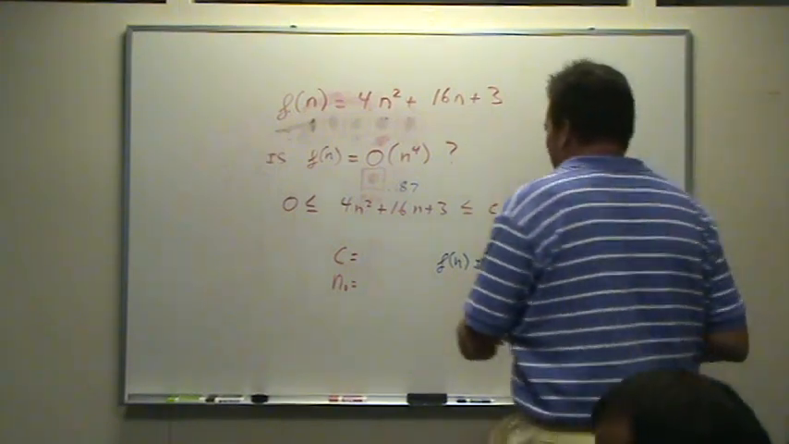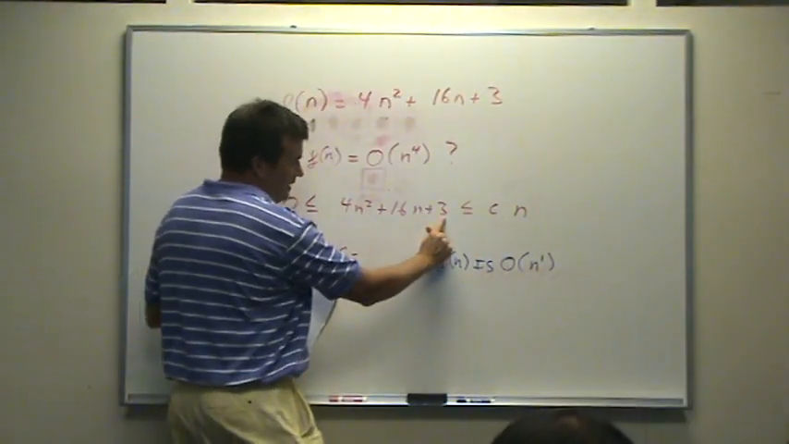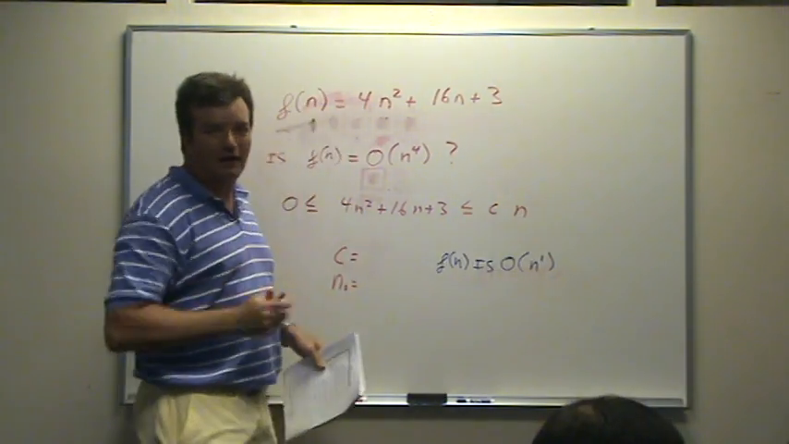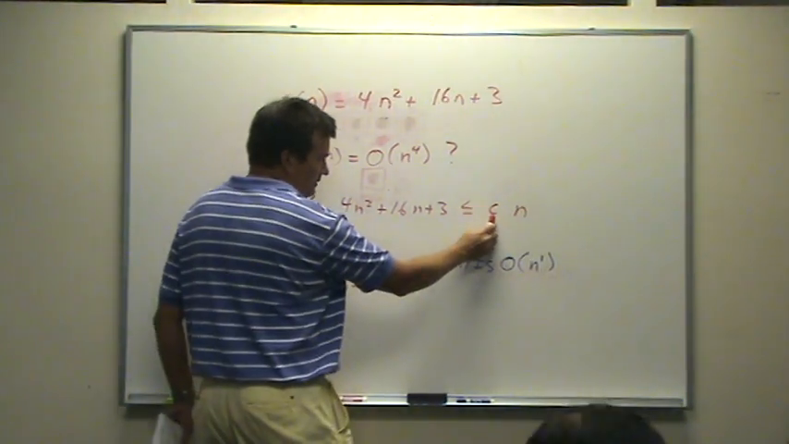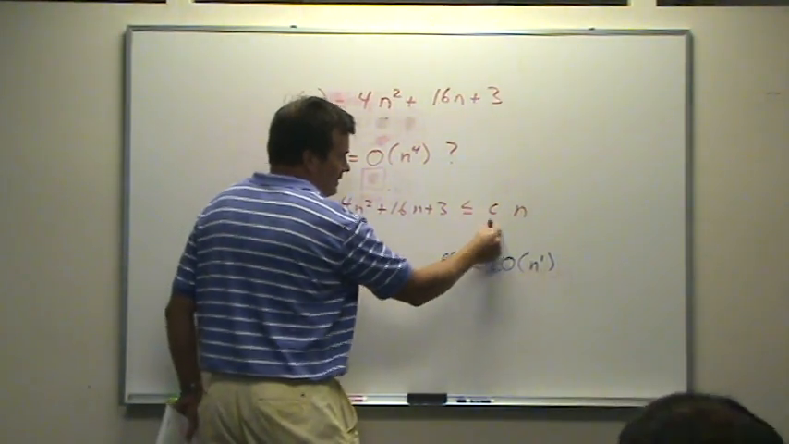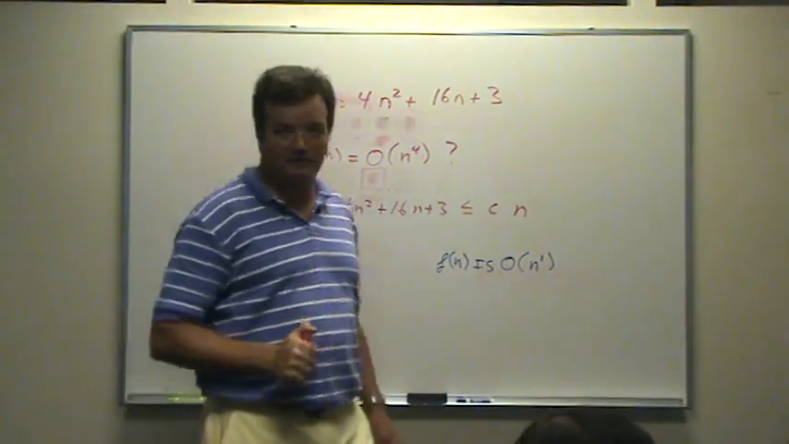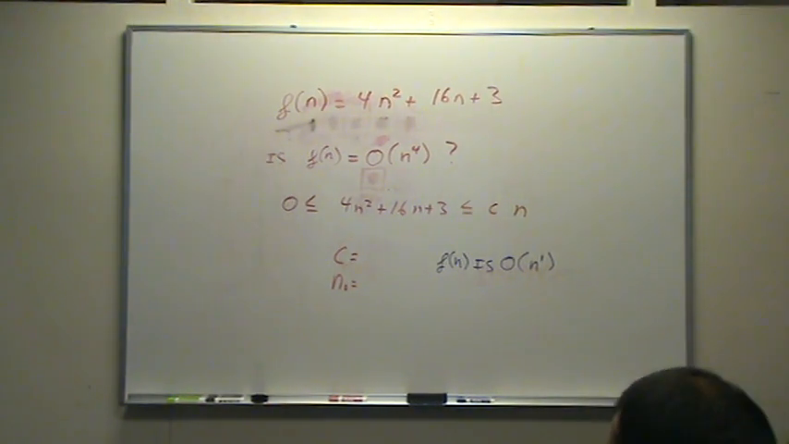So here's our function n. This is our function g. We get to slap a c in front of it and make c however big we want. Can you think of a c that we could put here that will make this bigger than this no matter how big n gets? No. You can't.